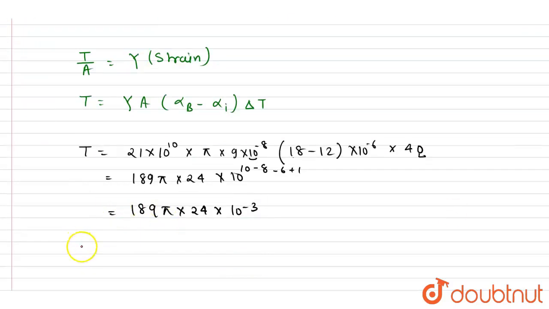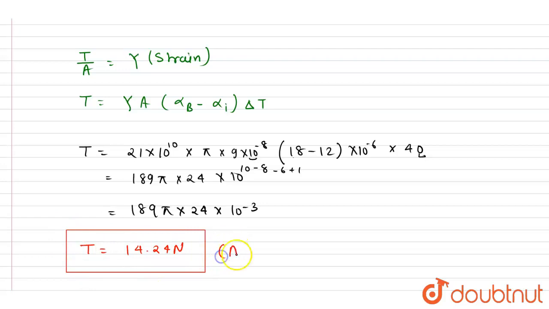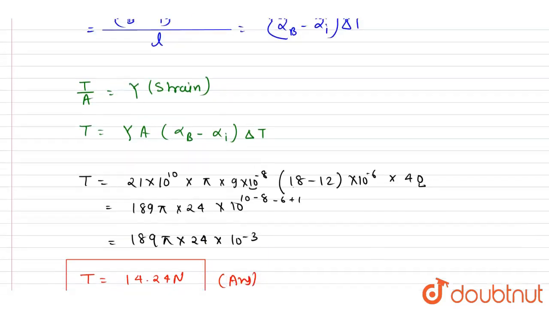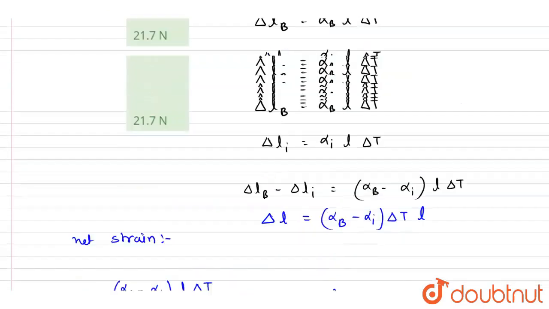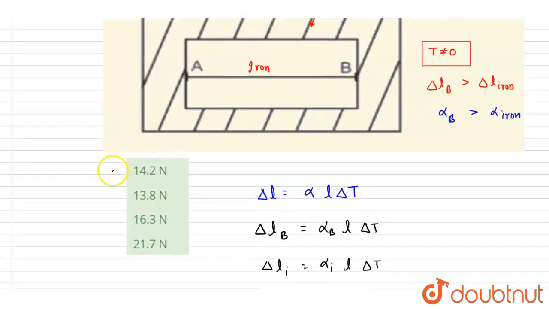If you multiply all this, you will get the tension equal to 14.24 Newton, and this is the answer to this question. We wanted the tension developed in the iron wire and it is 14.24 Newton. Now you can check the options. So A here is the correct one.